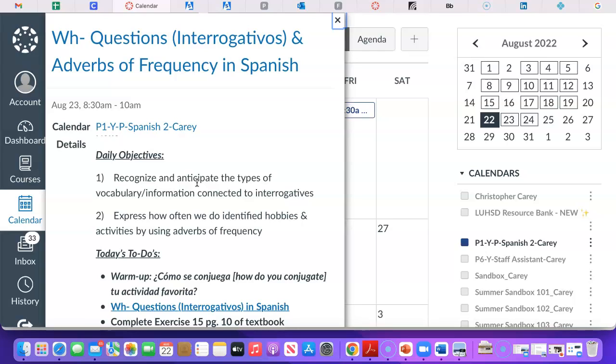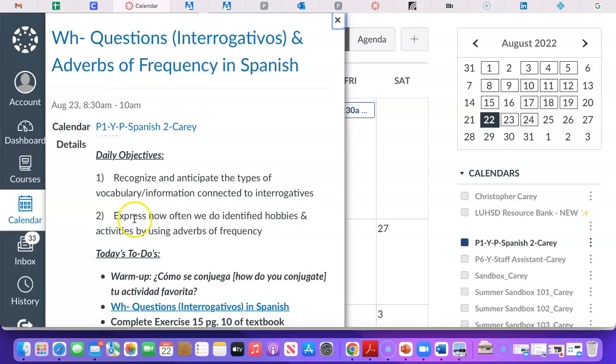Interrogatives are WH words. In English, who, what, when, where, why, and how. We call those WH words. The grammatical term is interrogatives, used to solicit information or interrogate, literally, to get information. And so we're going to learn those in Spanish and learn about the types of vocabulary or the information that you should expect to look for, according to whichever interrogative is being used. So that's going to help you in your reading comprehension in Spanish.